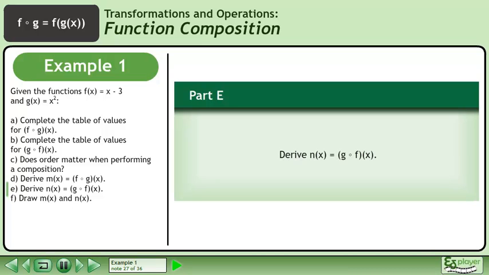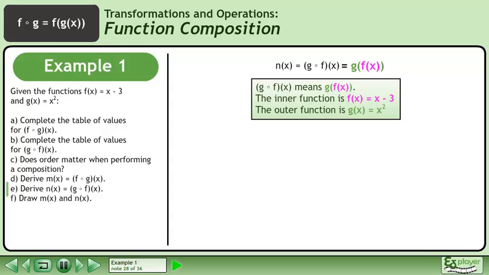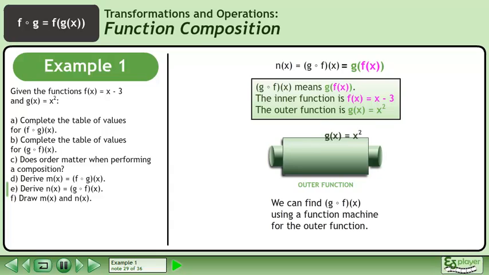In part E, we'll derive n of x equals g of f of x. G open circle f of x means g of f of x. The inner function is f of x equals x minus 3, and the outer function is g of x equals x squared. We can find g of f of x using a function machine for the outer function.